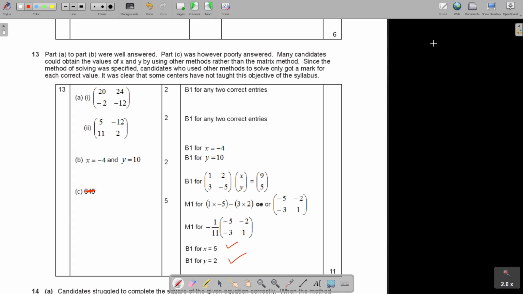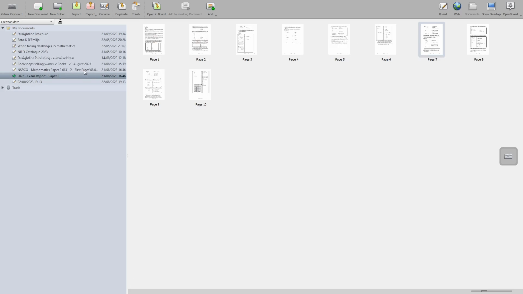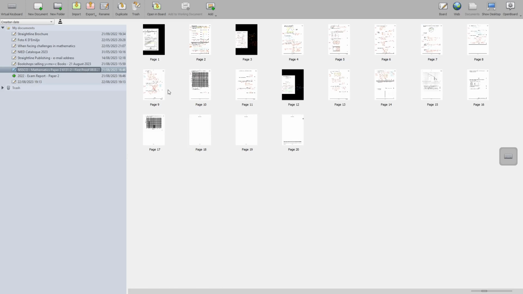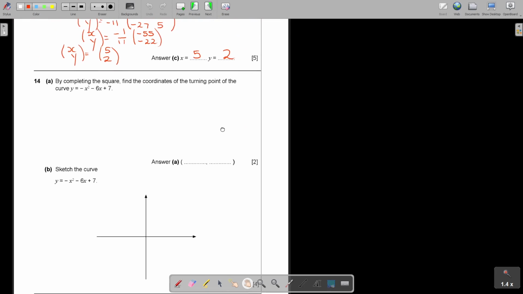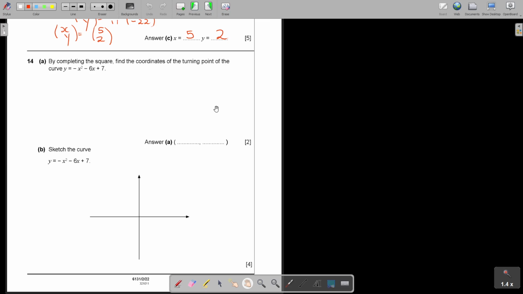Okay, let's do the last question in this video. I'm going back to the question paper. Let's just find out where it was. Oh, I think it's this one. It's graphs. So by completing the square, find the coordinates of the turning points. And you will find this on page 249. Okay, now completing the square, it's very clear there.